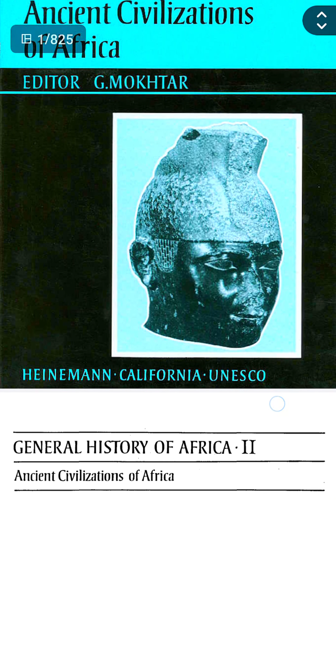So I'm going to scroll through here, and it will start with the series of books. There's Volume 1, which is the Methodology in African Prehistory. This volume, which is Volume 2, Ancient Civilizations of Africa. Then you have 3, 4, 5, 6, 7, and 8.